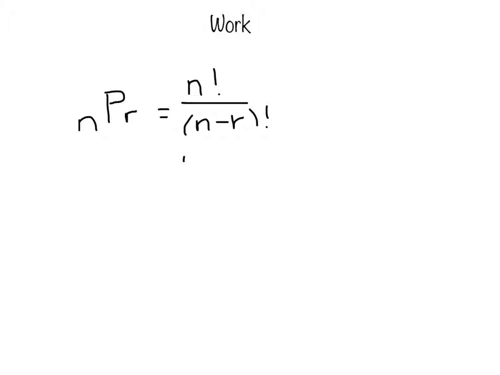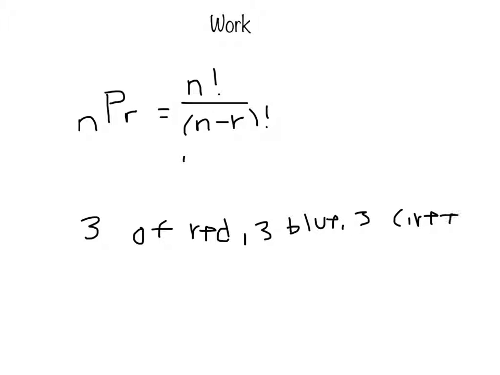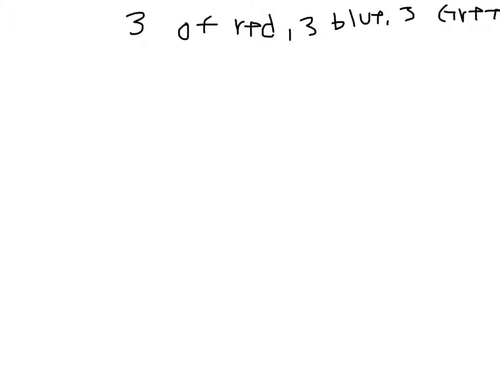So we know that there is 3 of red, 3 of blue, and 3 green marbles. Okay? And what we're trying to find out is how many ways can these 9 marbles be arranged in a row? So now why don't we try and begin to plug in our numbers.